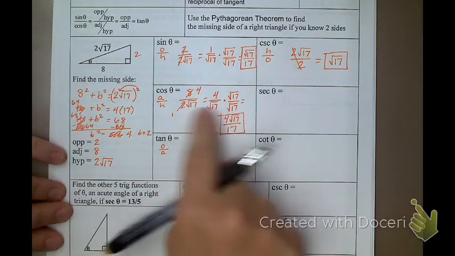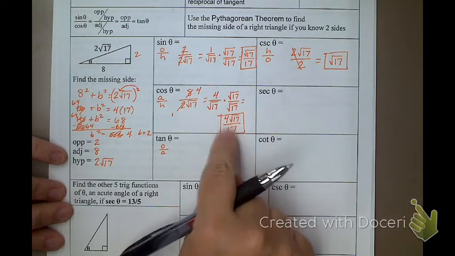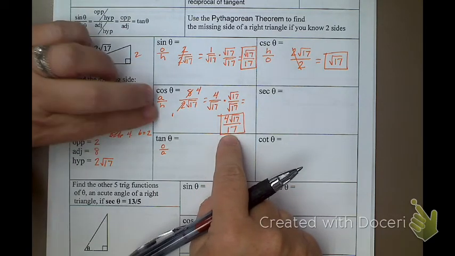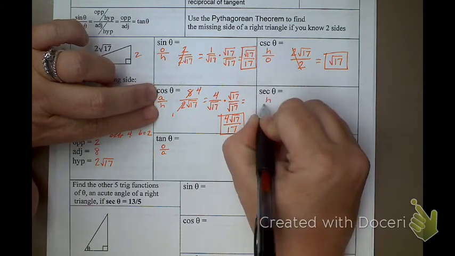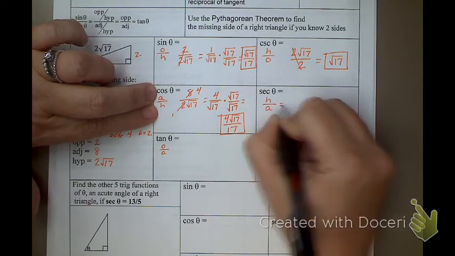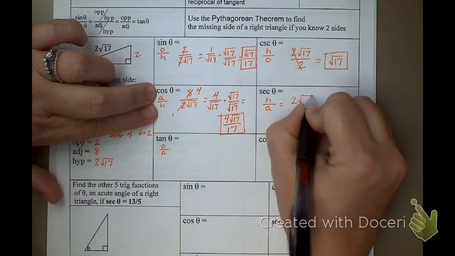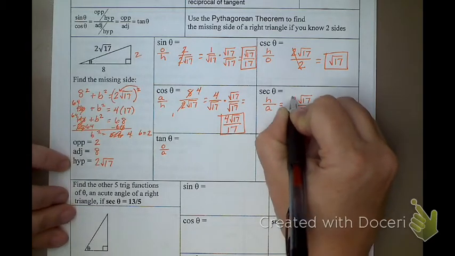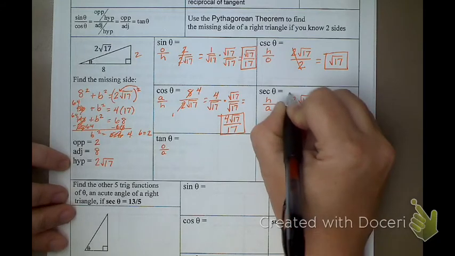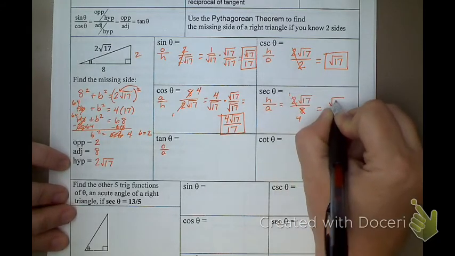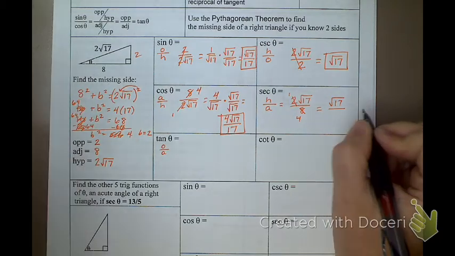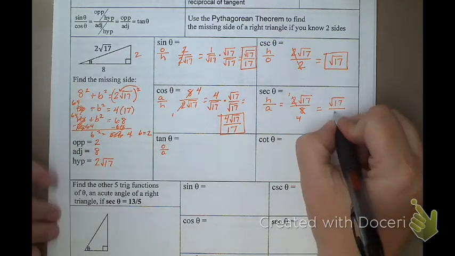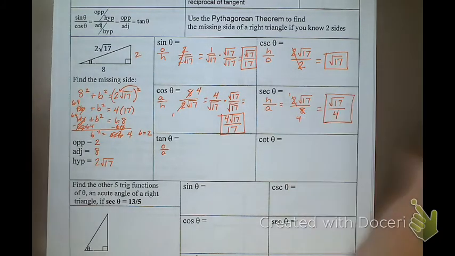Again, after you've had to simplify something, don't find the reciprocal of that. It's going to give you more work. Go back to the beginning and flip your original one. So put the hypotenuse on top. That's 2 radical 17. And the adjacent on the bottom, which was 8. Then do your simplifying and things will be a lot more quick to get to your answer. So I have radical 17 over 4.